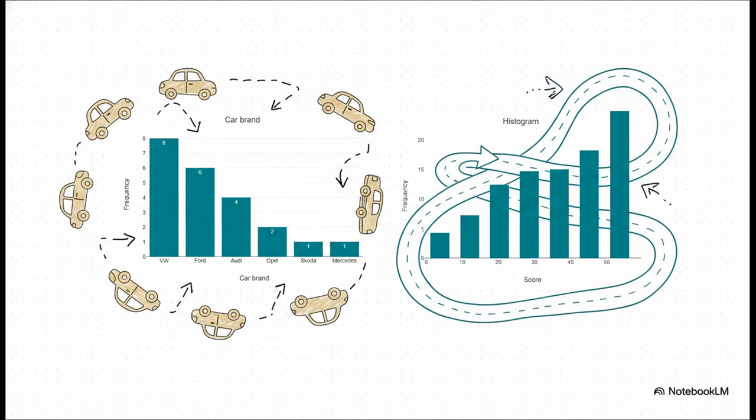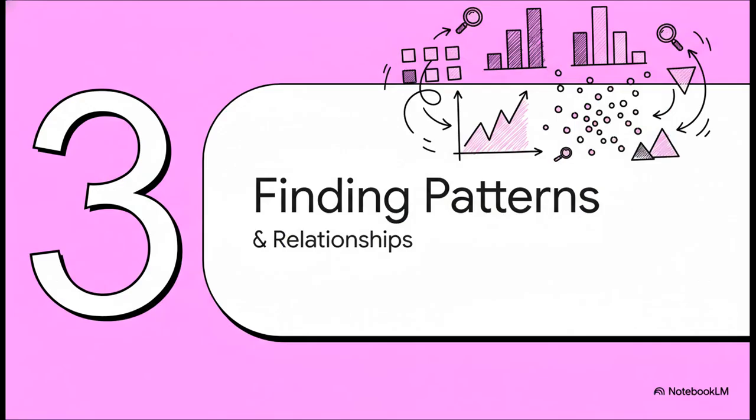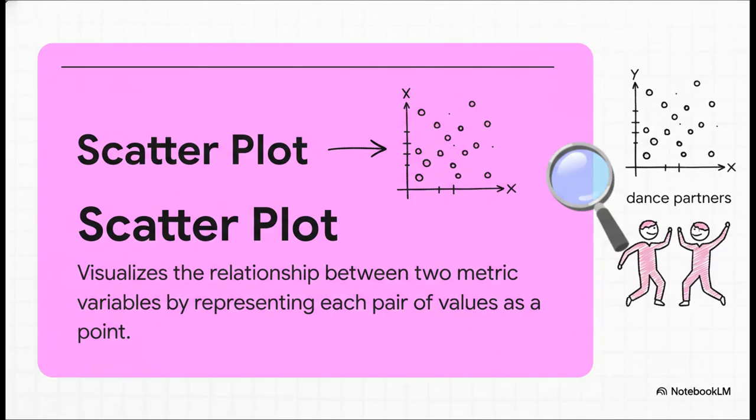you're looking at. All right, let's move on from just describing single things to something even more exciting, using charts to uncover hidden patterns and relationships between two different variables. First up is the scatter plot. This is your #1 tool for seeing if two measurable things are related to each other.